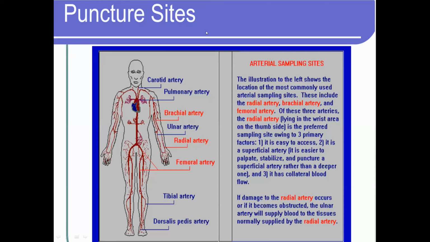Puncture site. These are the common arteries from where we can take the samples. As I already told you, the three sites that are easily accessible are the brachial artery, radial, and femoral. The rest, like carotid, pulmonary artery, and tibial, we cannot take from because they are highly invasive.